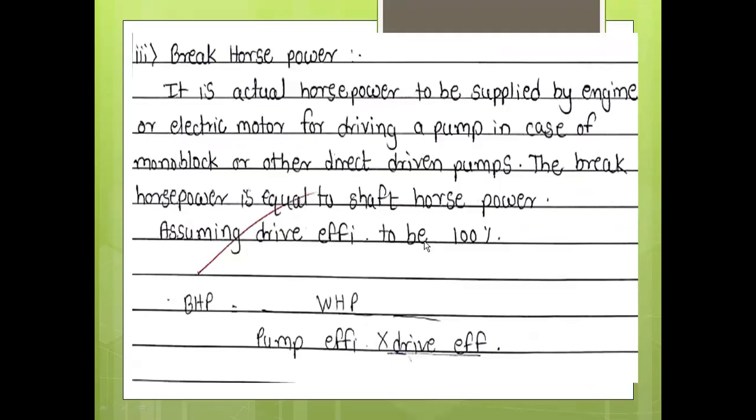Then third, the brake horsepower, that is BHP. It is the actual horsepower to be supplied by an engine or electric motor for driving a pump in case of monoblock or other direct driven pumps. The brake horsepower is equal to shaft horsepower, that is BHP is equal to SHP. Assuming the drive efficiency to be 100%, therefore the BHP is equal to WHP upon pump efficiency into drive efficiency.